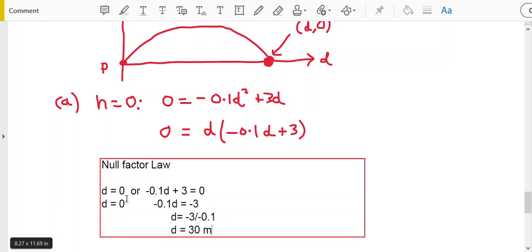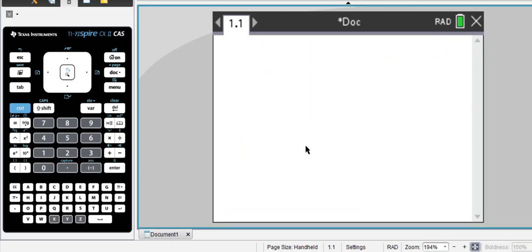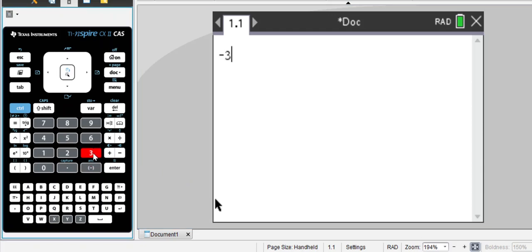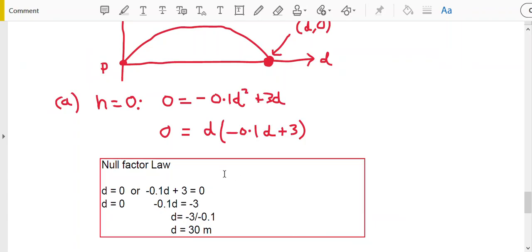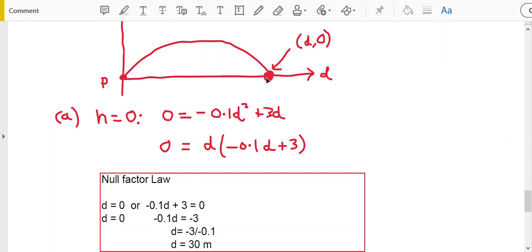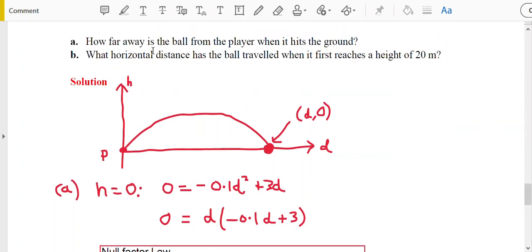You can check that on your calculator if you'd like. So I'll just do that here. Negative 3 divided by negative 0.1, just to confirm that it's 30. Okay, so this is 30 meters. The question is, how far is the ball away from the player when it hits the ground? So the answer would be 30 meters.